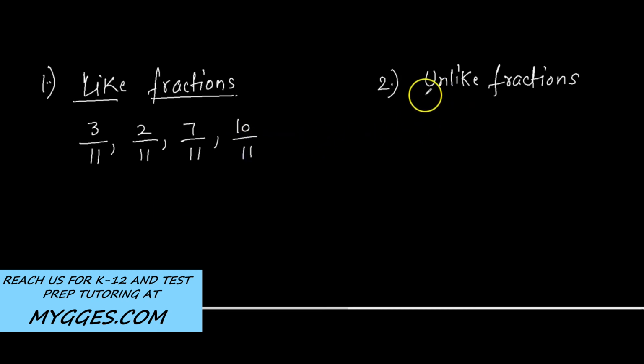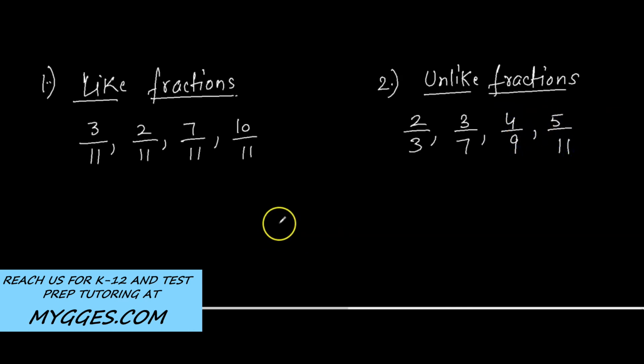And for unlike, if I write 2/3, 3/7, 4/9, 5/11, and so on. Now as you can see, in the first type we have all the denominators same. So that's why these are called like fractions. So in general, like fractions are the fractions with the same denominators or the like denominators, whereas unlike fractions are the fractions which are having unlike denominators.